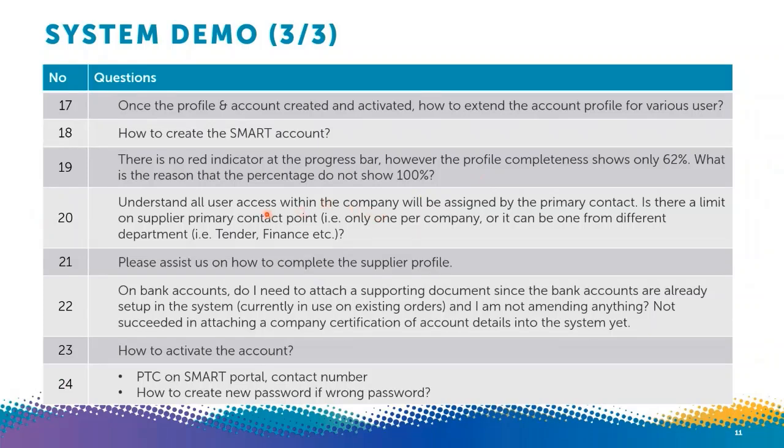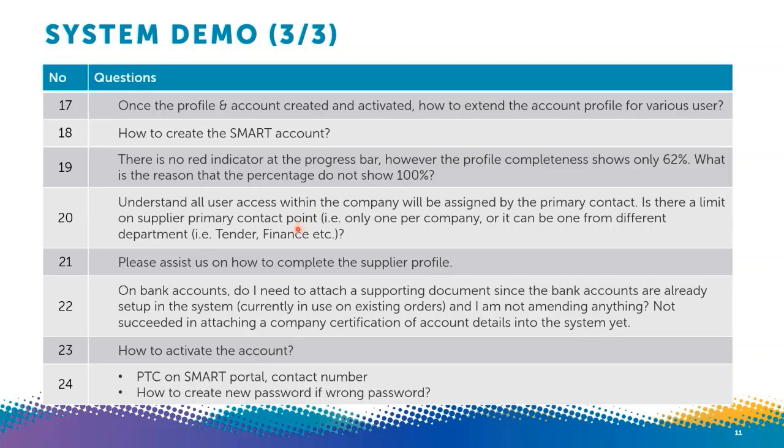Okay, sorry. So question 20: understand all user access within the company will be assigned by the primary contact. Is there a limit on supplier primary contact point? So the primary contact can be only one person in your company, but you can have more than one user created.